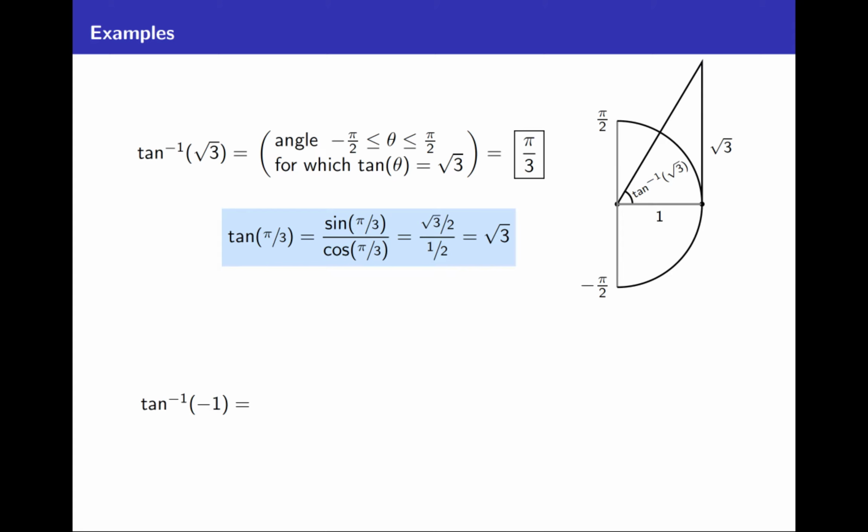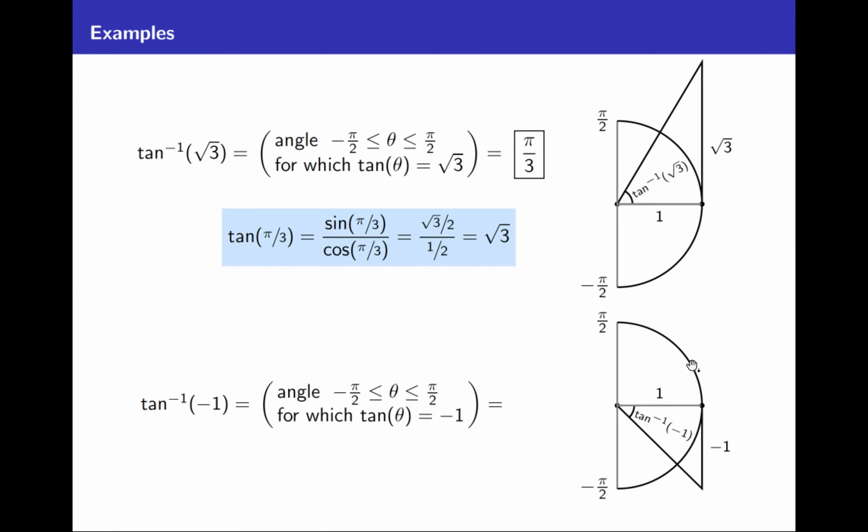For another example, let's take tangent inverse of -1. So by our definition, that's the angle theta between negative pi over 2 and pi over 2 for which tangent of theta equals negative 1. And let's draw our picture. So we want to draw a picture where tangent of theta is equal to negative 1. So we'd be way down here, below the x-axis. We're trying to draw a picture where you have an angle, and tangent of this angle would be negative 1.